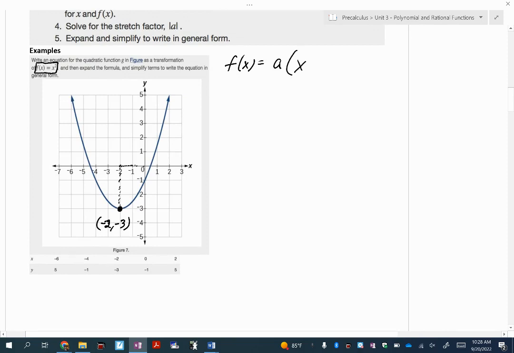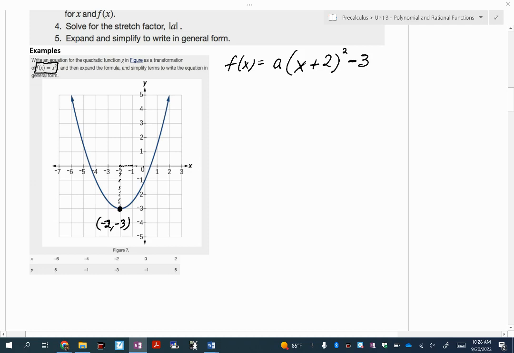Times, right? I'm moving 2 units to the left. So if you look at my vertex, it says -2, but you've got to think opposite when you write it inside the parentheses. So x plus 2, all of that squared. And then whatever your y value is for your vertex, that's just going to be my vertical shift.